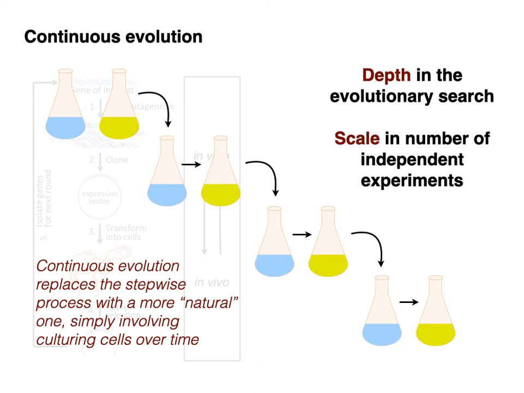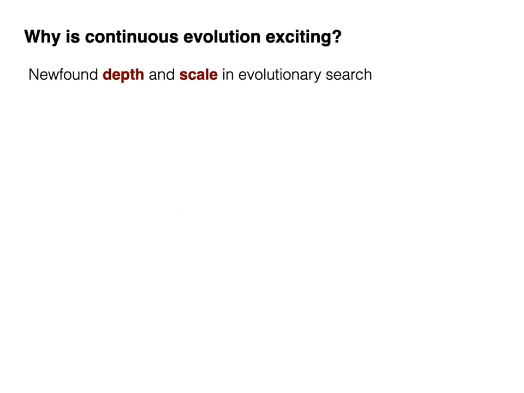What continuous evolution does is it replaces the stepwise manually staged evolution process with a much more natural one, simply involving culturing cells over time in the case of OrthoRep. And since culturing cells can be done for extended periods of time as well as in many replicates, you can achieve depth and scale in evolutionary search.